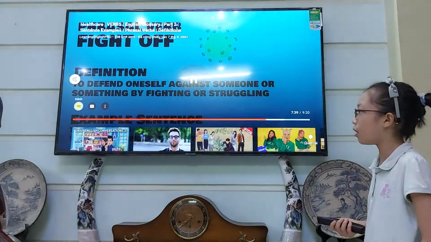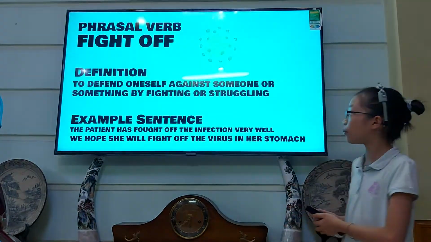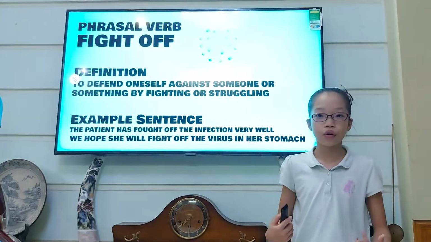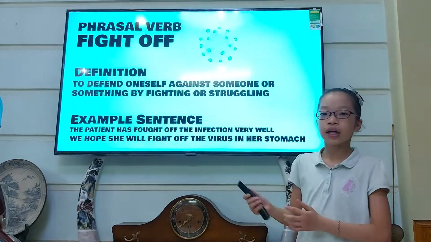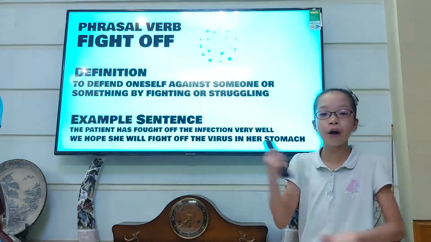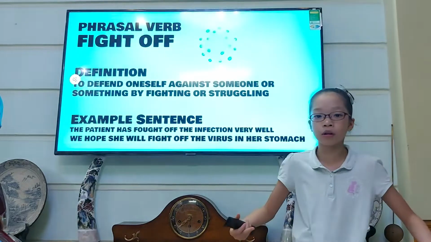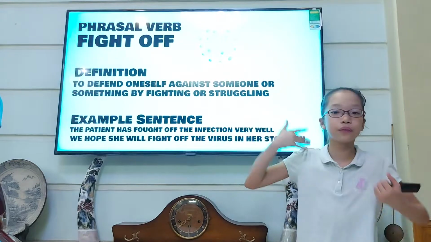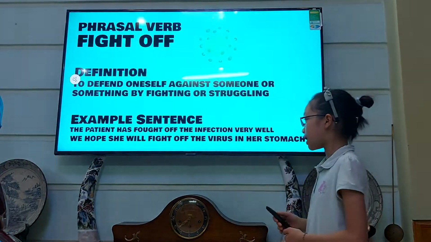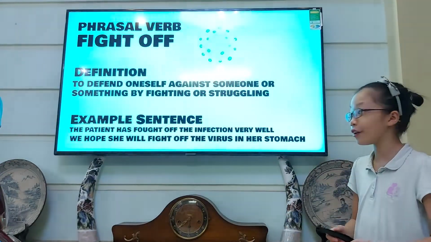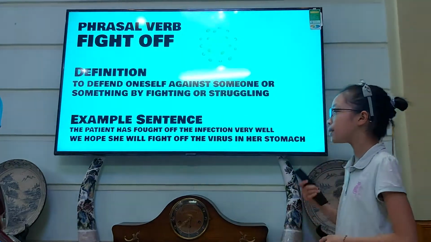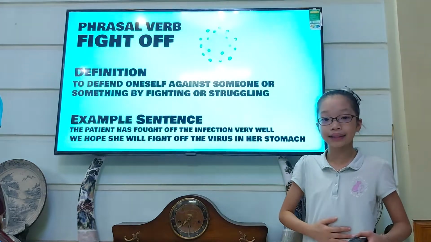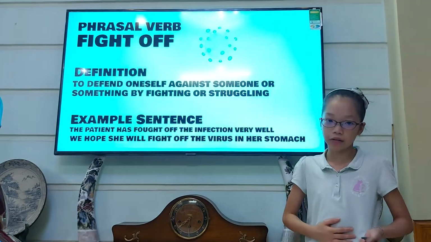We have fight off: to defend oneself against someone or something by fighting or struggling. That means you have COVID or any other kind of virus and you fight it off. You try to be healthy, eat lots of food, build muscle, do a lot of exercise, so you fight off the virus from your body. The patient has fought off the infection very well. We hope she will fight off the virus in her stomach. That means she has a virus in her stomach and we all hope that she will fight it off.